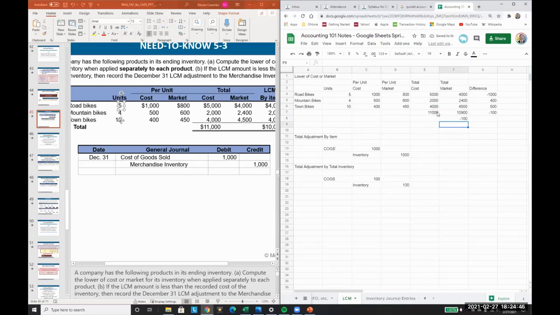And so that's where we've got to be careful. I can ask you to do this by item or by the total inventory value, right? So just make sure that you're aware of how we're assessing this in your midterm and in your homework. Any questions there? Cool.